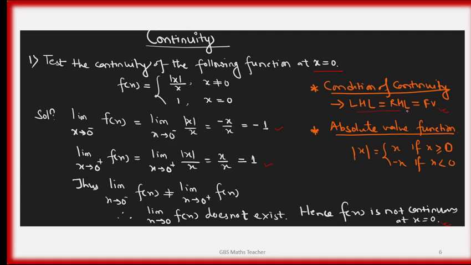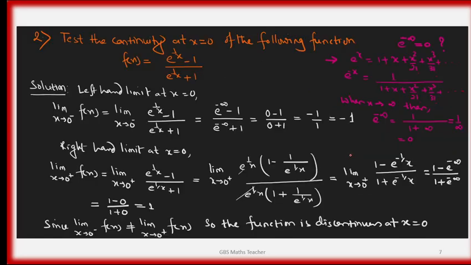The first condition is failed. And another is the absolute value function, that is |x| is x if x is greater than or equal to 0, and minus x if x is less than 0. We have to understand this part. Okay, now this is the important part.